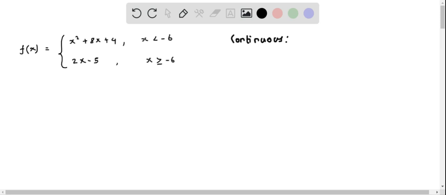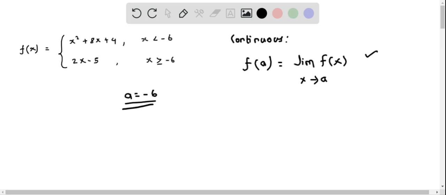According to the rule of a continuous function, a function is continuous at a point A when f of A equals the limit of the function as x approaches A. So this is the rule that we have to check if the function is continuous. And since the function changes at x equal to negative 6, here we say that A equals negative 6. So basically we have to check if it is continuous at A equal to negative 6.